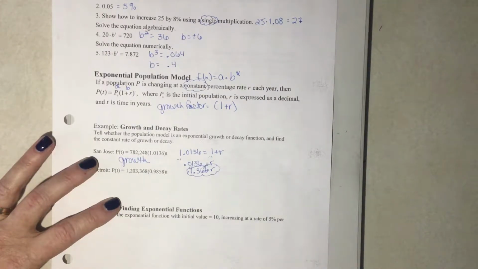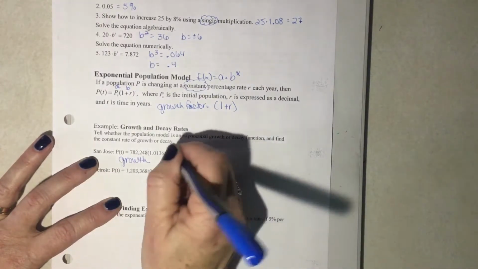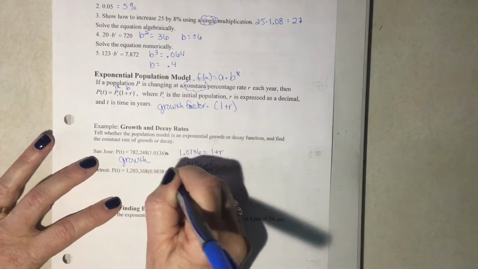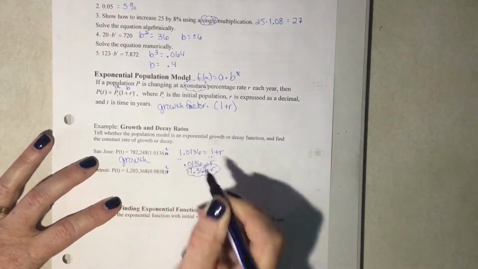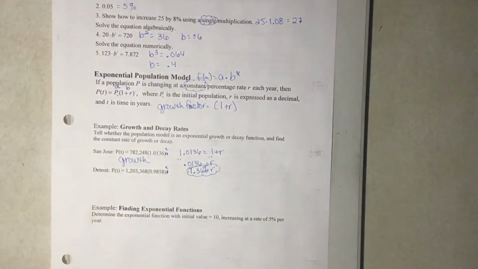Is the t supposed to be an exponent? Thank you. That is a misprint. I caught that first hour. So yes, that should be an exponent. That's exactly right.